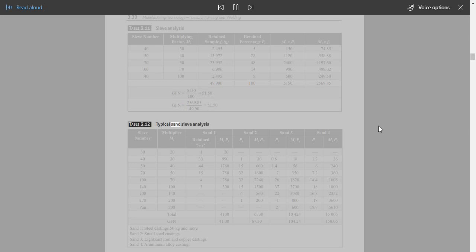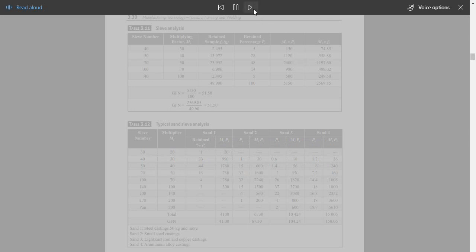Table 3.12 Typical sand sieve analysis. Sieve number, multiplier, sand 1, sand 2, sand 3, sand 4, retained percent.